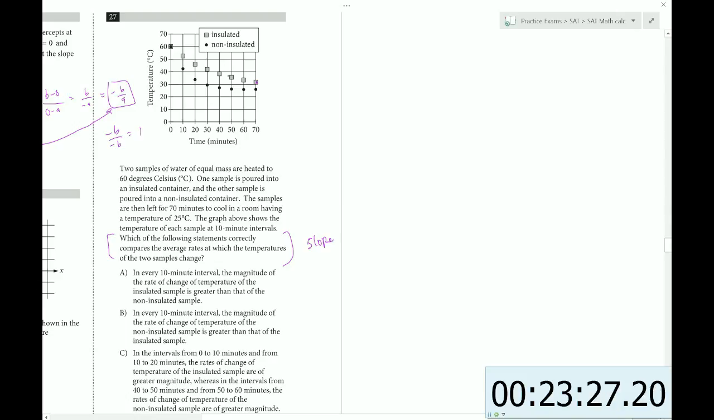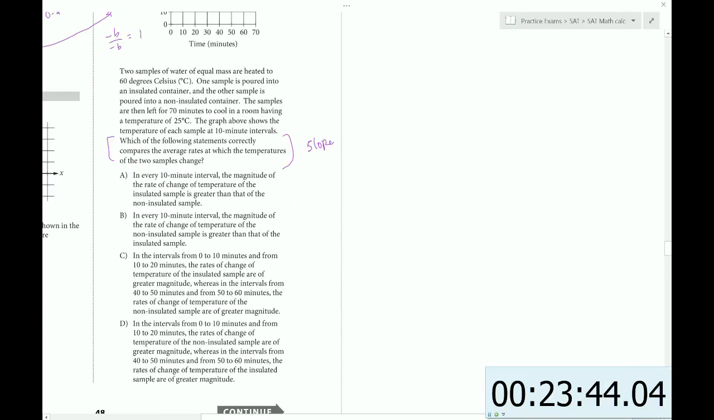So the average slope for the insulated would be smaller because it's less steep if you were to draw a best fit, as compared to the version for the black dots here. Okay. Let's see what the choices look like. In every 10-minute interval, the magnitude of rate of change.